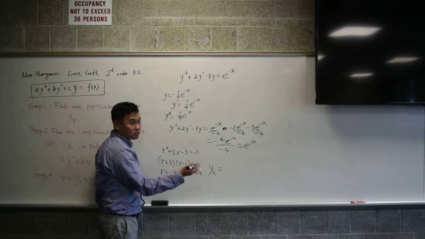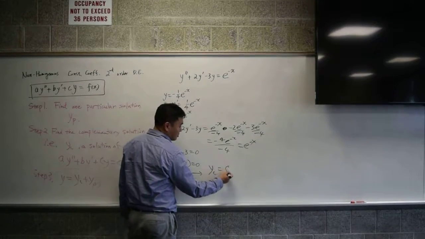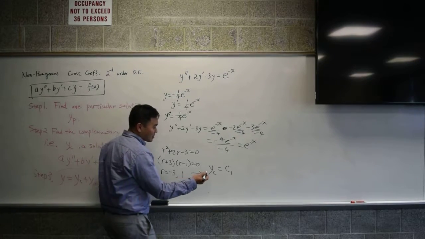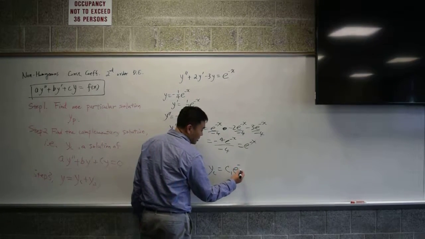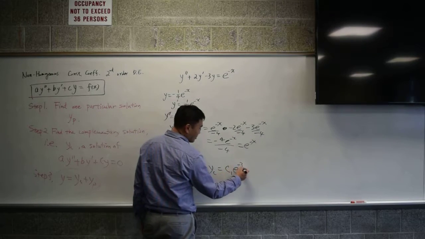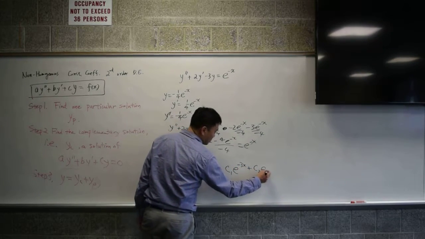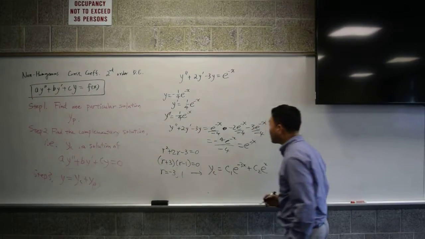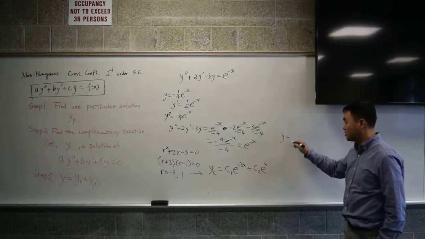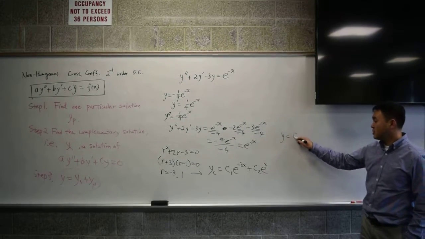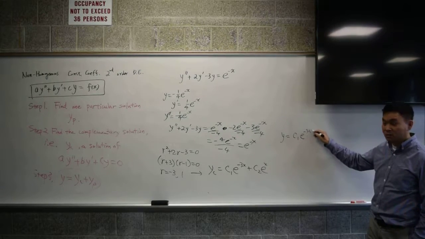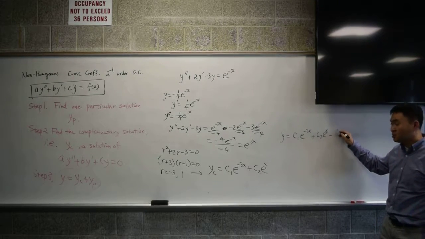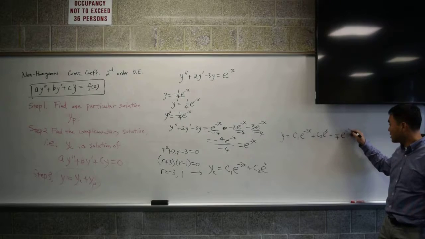Two distinct real roots. What do you say? C1 e to the negative 3x plus C2 e to the x. Therefore, what's the final answer? Y is C1 e to the negative 3x plus C2 e to the x, and then minus 1/4 e to the negative x.